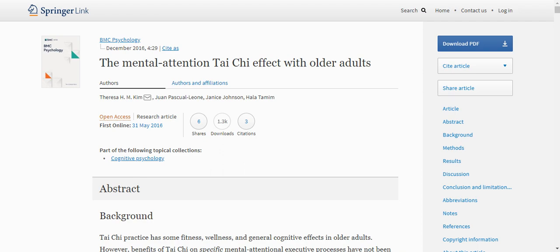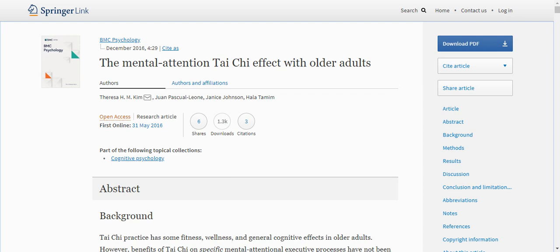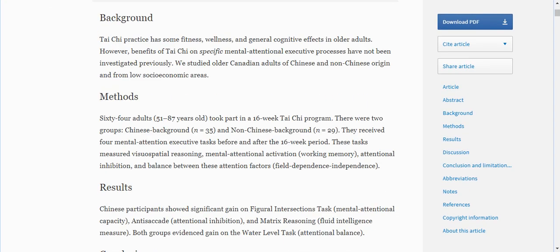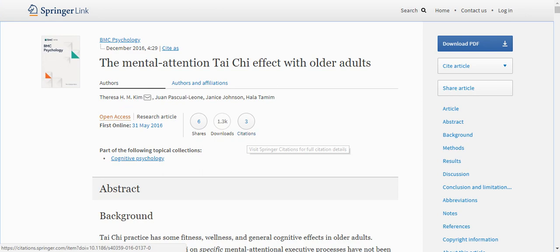Okay, so we have a sample research paper here: mental attention tai chi effect with older adults. It's just a random article I found, and we're just going to go through it really quickly to try and help you, first, not be intimidated by the research paper, and number two, extract as much information as possible with the least amount of effort and brain power usage. It's not hard. It's not intimidating. It's very easy. So let's just go through it.